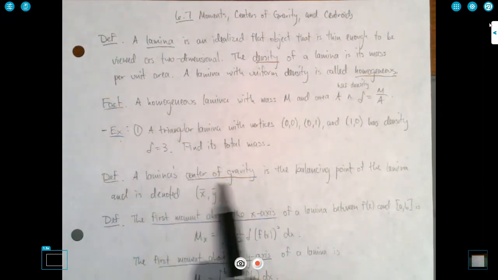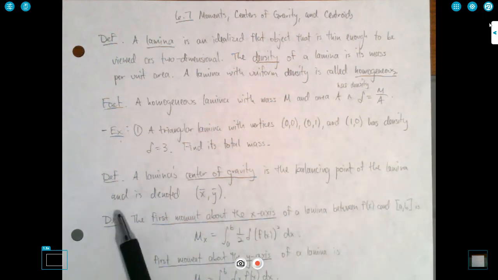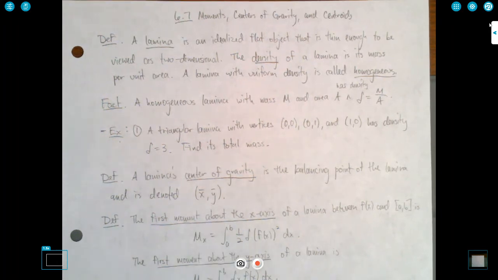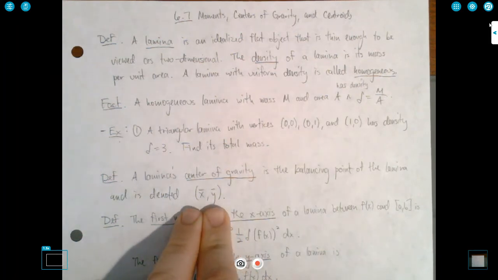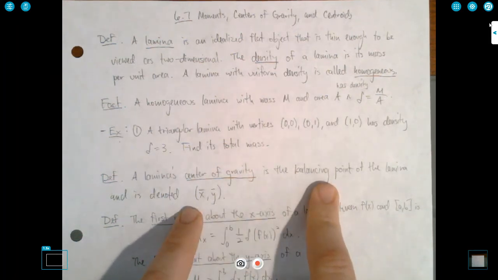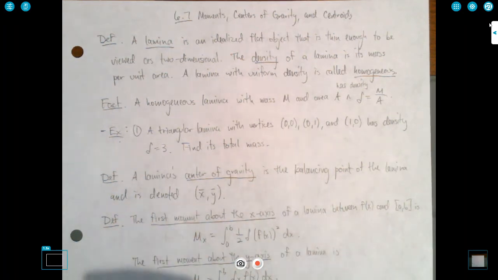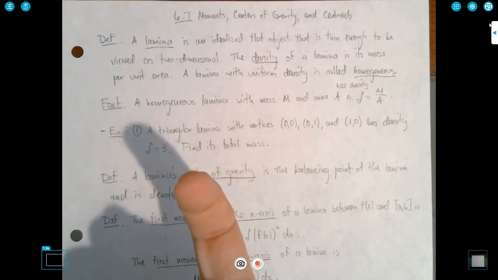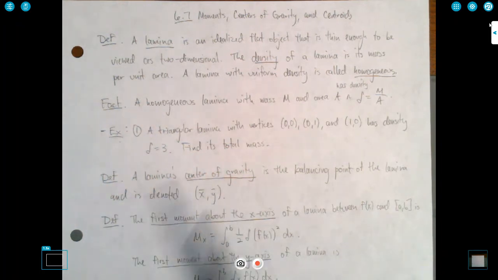Now, a lamina's center of gravity is the balancing point of the lamina and is denoted by x bar, y bar. If you know anything about means, x bar is the symbol that we use for the mean of a set of data. And so it makes some sense that we would denote the center of gravity by x bar, y bar. When I say it's the balancing point, what I mean is that if you could imagine trying to balance the lamina on your finger, the place where it balances without tipping, that's the center of gravity.